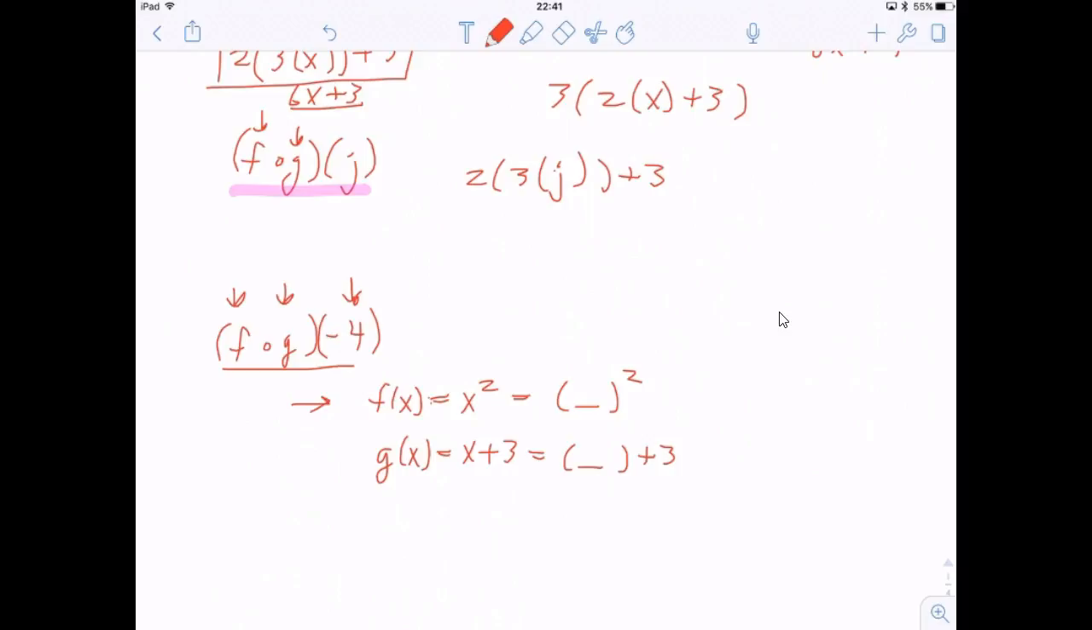So first, f is on the outside, so I'm going to put something squared. g is on the inside, which is going to be something plus 3. That something is the input, which happens to be -4. Then I'm going to simplify this. -4 plus 3 is -1. -1 squared is +1. Okay?